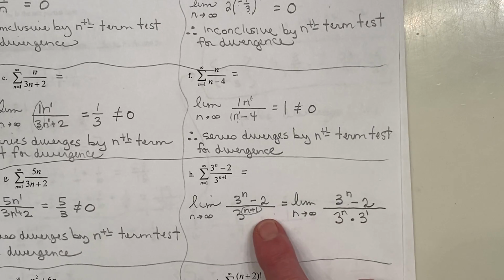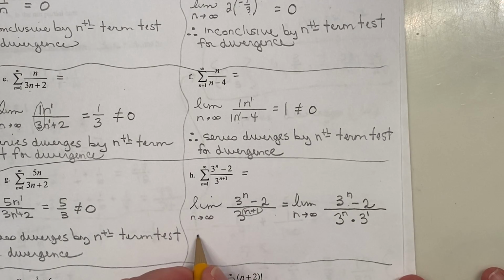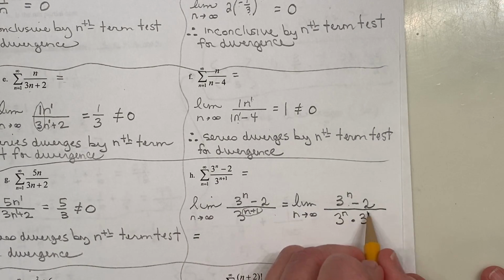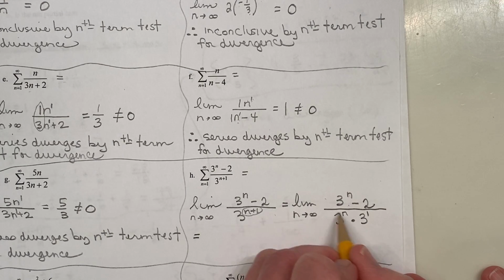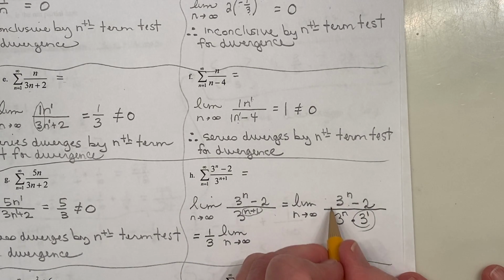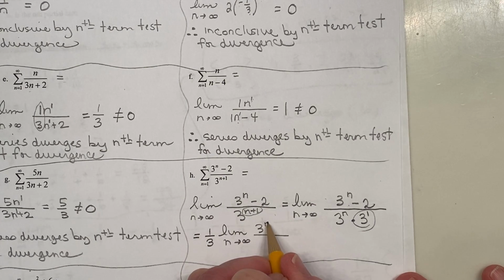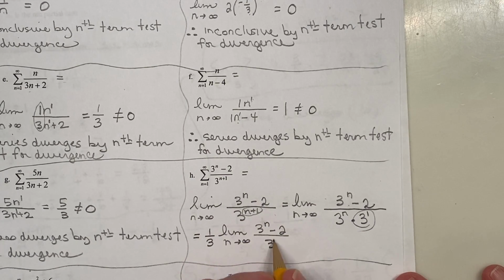Well, it's good to break up that exponent and make that a 3 here, because what I can do is I can think about pulling out a 1/3 and putting it in front of my whole limit statement. Where'd I get the 1/3 from? From here, and a 1 on top I can pull out. So that leaves 3 to the n minus 2 over 3 to the n. So you really want to try and get the same exponents here.